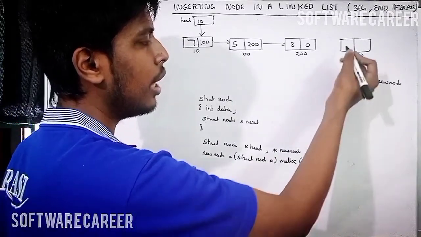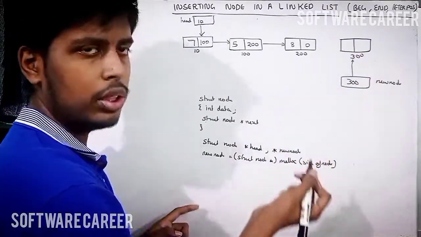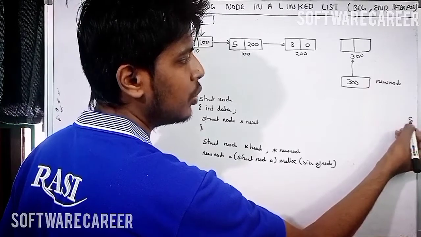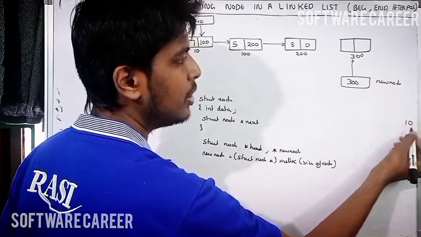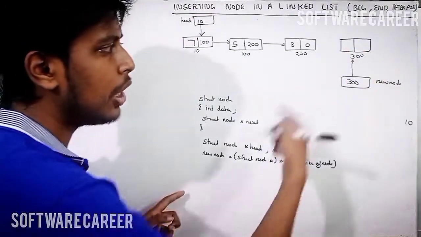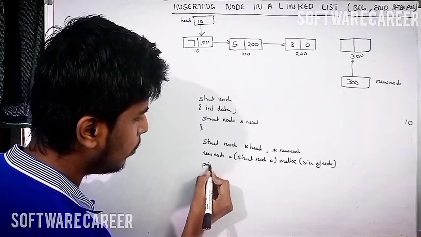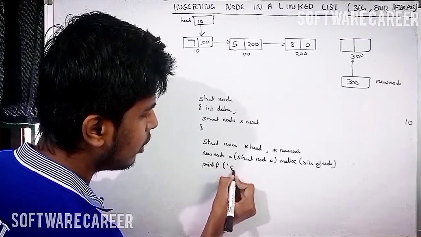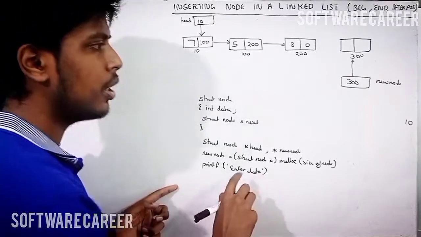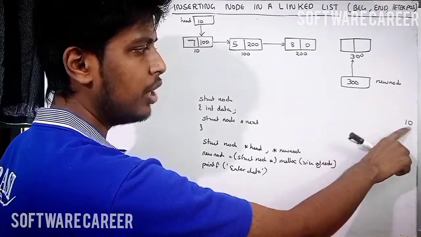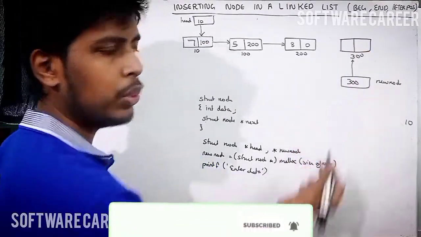Now I have created a new node. Now I should ask the user what data he wants to store into the data value of the new node. Suppose the user says 10, that means 10 should be stored in the data. So I am writing the code. See here, printf enter data. Now the computer asks the user to enter data.